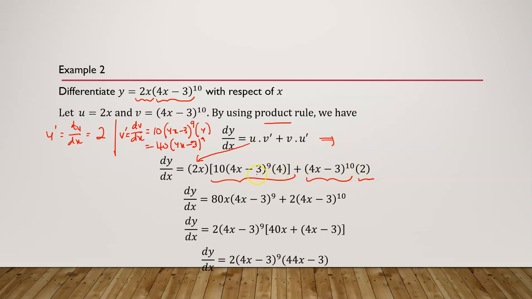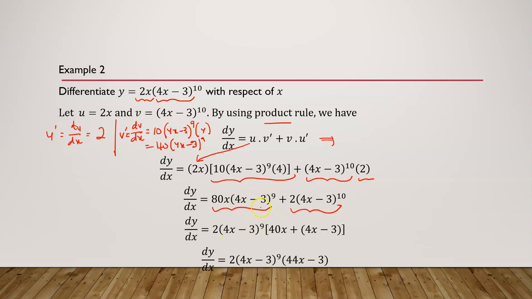So in this case, we will factor out the one that you can factor. For example, from here you can factor out, okay, the first one we multiply first. 10 and 4 is 40 times with 2x, so you get this. First term and second term. So from here we can easily see that we can factor out 2 and 4x minus 3 power 9.